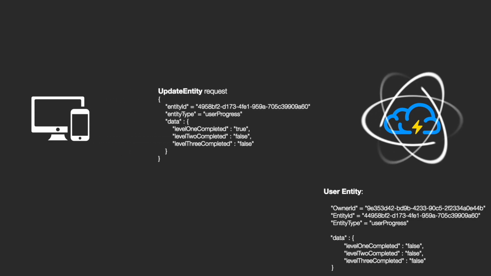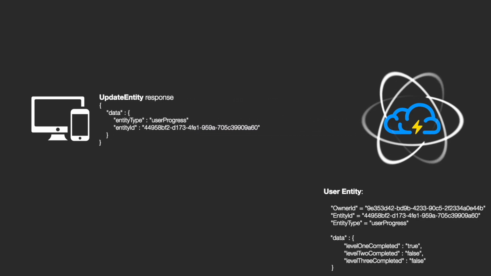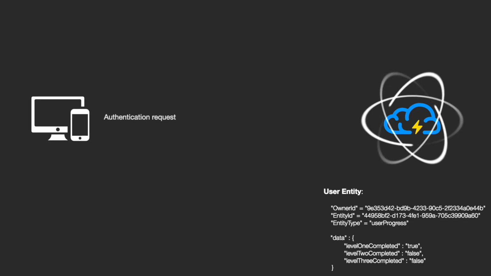The user plays the game and completes the first level. The update entity request is then made to update brainCloud with the changes to the user entity's data. After beating level 1, the user decides they are done playing and they end their session. Later, the user decides to play the game again.